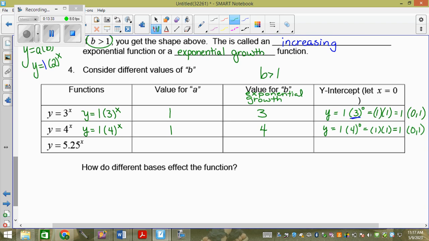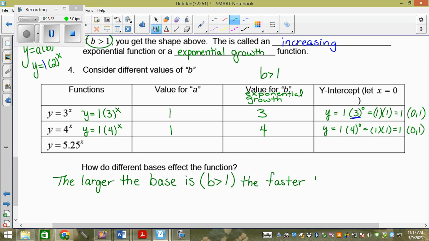So how did the different bases affect the function? The larger the base is, when the base is greater than 1, the faster the exponential function grows. The steeper the curve.